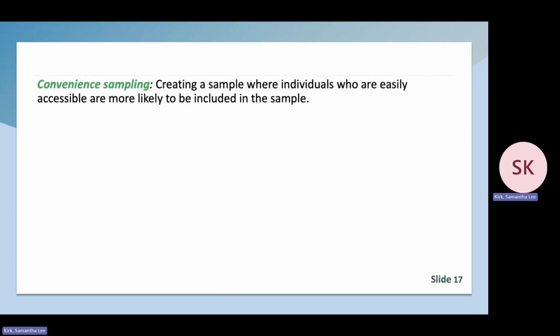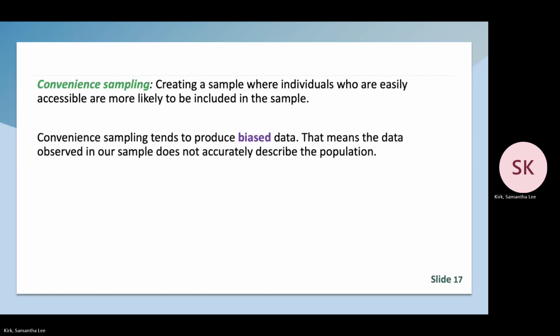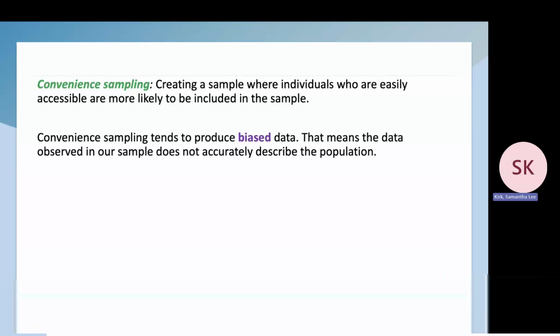So the definition for convenience sampling is when we create a sample where individuals who are easily accessible are more likely to be included in the sample. Convenience sampling tends to produce biased data. What do I mean by biased data? That's any data that doesn't accurately describe the population.